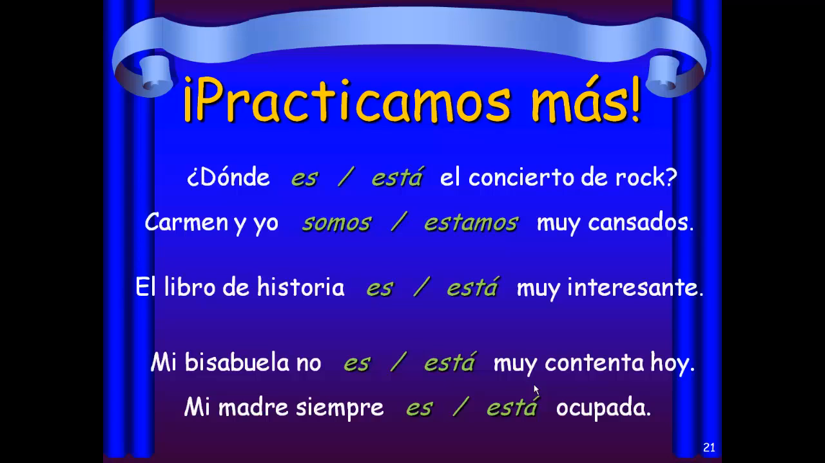Before I show you these answers, let me point out the keys. The key to the first sentence is rock concert. For number 2, cansados, tired. The third one is interesante, interesting. Contenta, happy. And ocupada, busy. Think you got it?